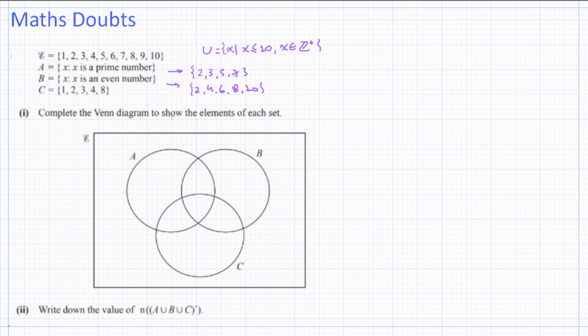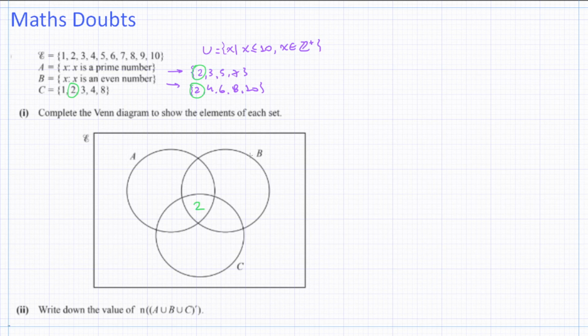Now, number 1, complete the Venn diagram to show the elements of each set. So first of all, let's take a look at the intersections, right? What do all of those sets have in common? Well, I've got 2 here, 2 here, and 2 here. They all have it. And I think that's the only one. Because, for example, 3, 5, and 7: 3 is here, but it's not here. So 2 is the only element which is in all 3 sets at the same time.